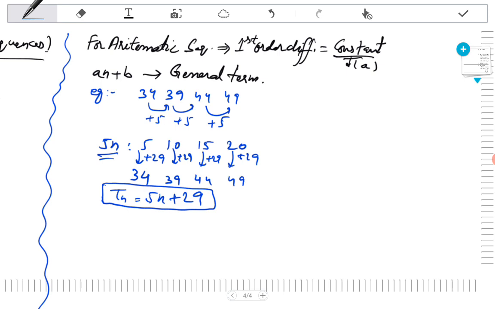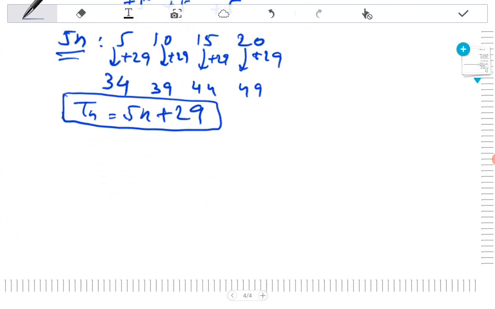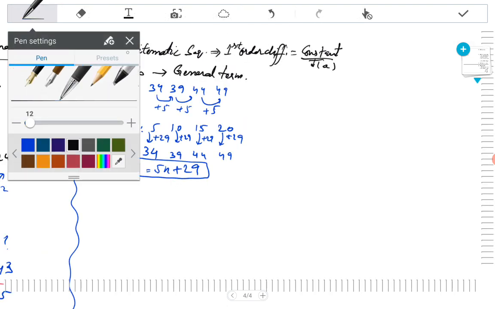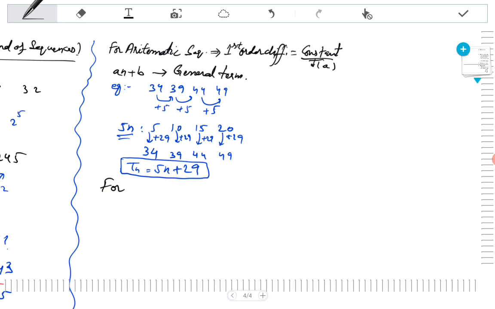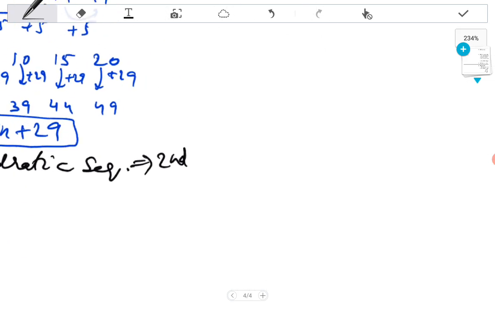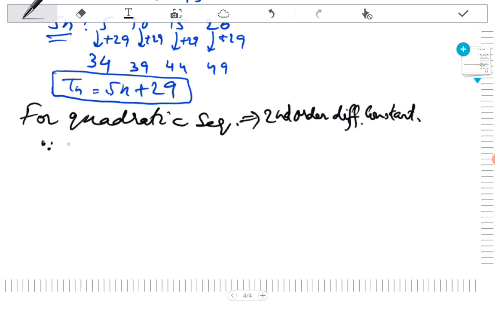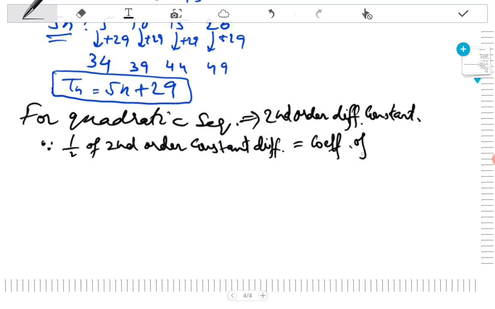In the same way, for a quadratic sequence, the second order difference is constant, and half of this second order constant difference becomes the coefficient of n squared.